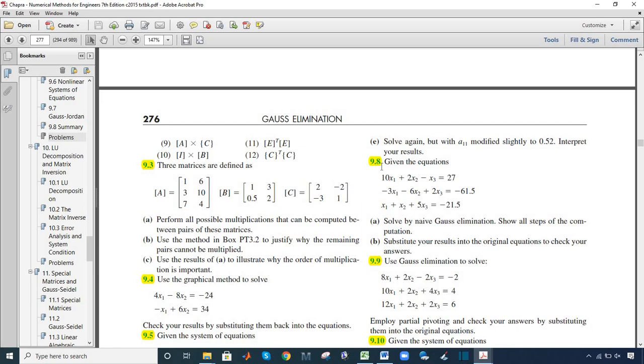Question number 9.8. These are the three equations given, and the first one is solved by naive Gauss elimination. Show all steps of the computation. Substitute your result into the original equation to check your answers.